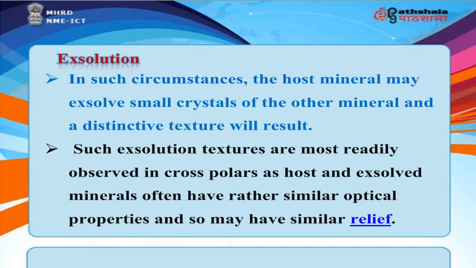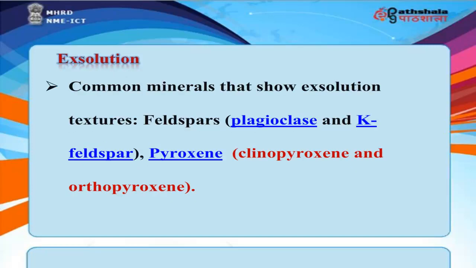In such circumstances, the host mineral may exsolve small crystals of the other mineral and a distinctive texture will result. Such exsolution textures are most readily observed in cross-polars, as host and exsolved minerals often have rather similar optical properties and so may have similar relief. Common minerals that show exsolution textures: feldspars, plagioclase and K-feldspar, and pyroxene, clinopyroxene and orthopyroxene.